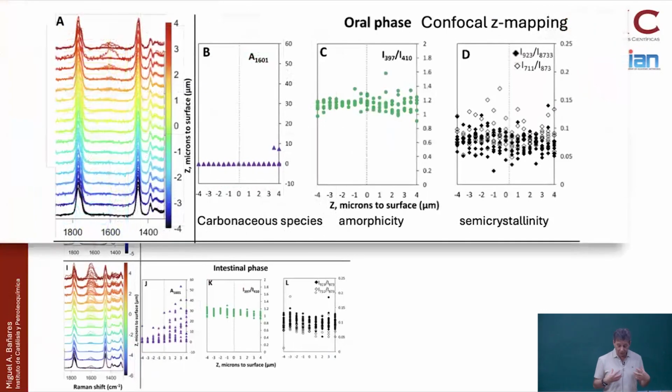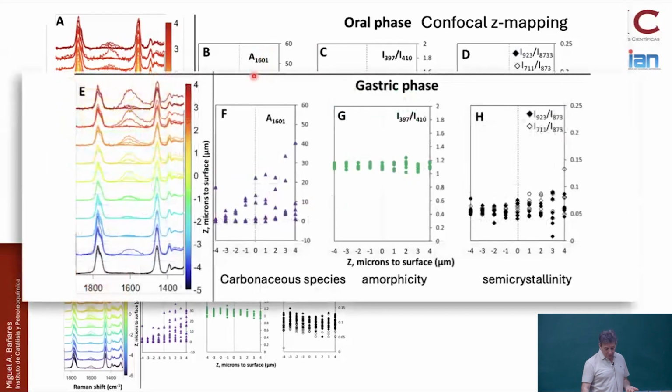So on the fresh sample, like the oral phase, we made a confocal study. Zero is the surface, minus 1, 2, 3 are the basements, and 1, 2, 3, 4 is upstairs, above the surface. Here you have some Raman bands associated with the plastic that do not change. The only one that really matters is the one corresponding to the carbon species. We get no carbon species at the surface of this plastic in the oral phase. When it goes to the intestine, you see something, hardly any under the surface, but mainly at the surface and above the surface, and slightly diffusing in.